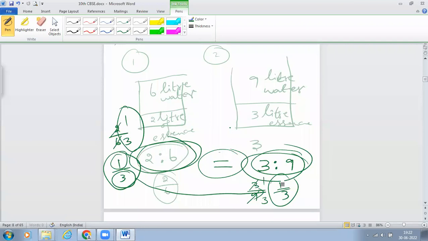Okay, now listen carefully. Again, I will explain the definition, that is the statement of this theorem.